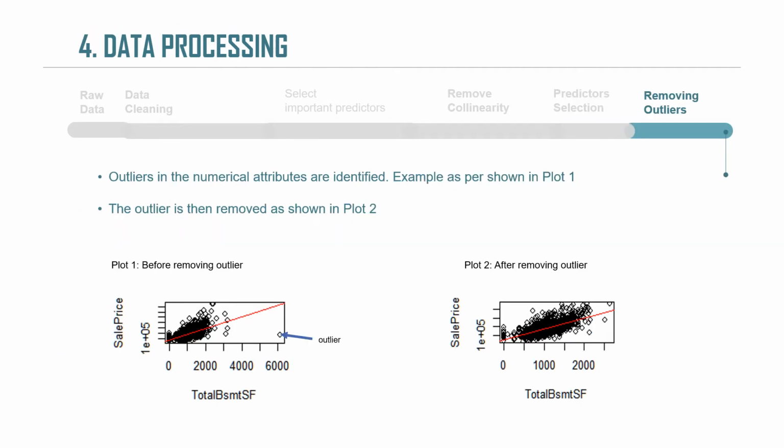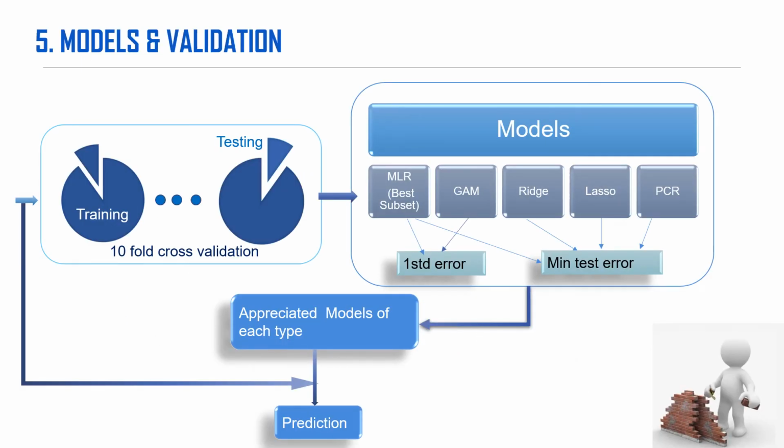The final step in data processing is removing outliers. In this step, outliers in numerical attributes are identified. If the data is more than 4 sigmas or less than -4 sigma, the data is removed. The example is shown in plot 1, shown as an outlier data point. Note, the outlier is removed as shown in plot 2. This is a great depiction of our project.